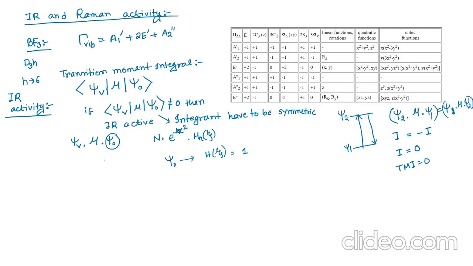And vibration only takes place with delta v equals plus or minus 1, right? That is the selection rule. What about psi 1? For psi 1, H1 of psi was actually c psi. So actually the symmetry of psi v, for v equals 1 or v equals 0. So this is symmetric.